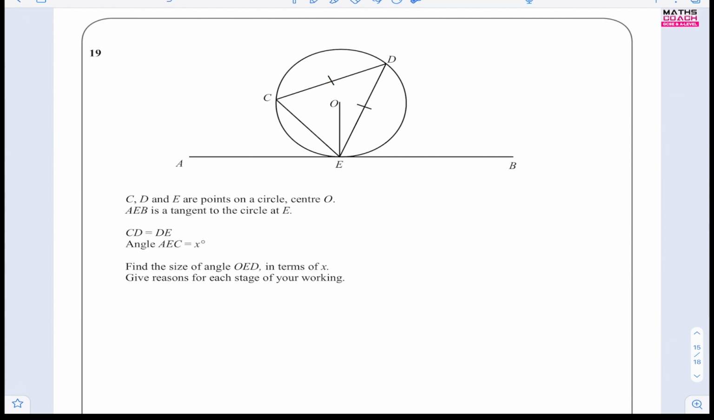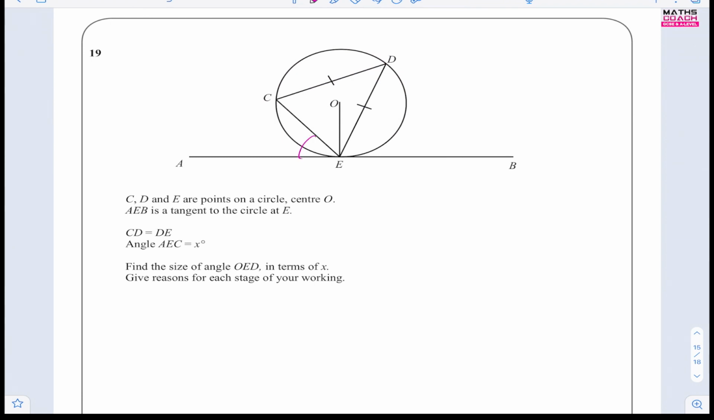And we are told that the angle AEC, which is right there, is equal to x. The question does want us to work out the size of angle OED, so we have OED right there. That's what we want to work towards. So what can we do? First of all, let's go ahead and label everything.